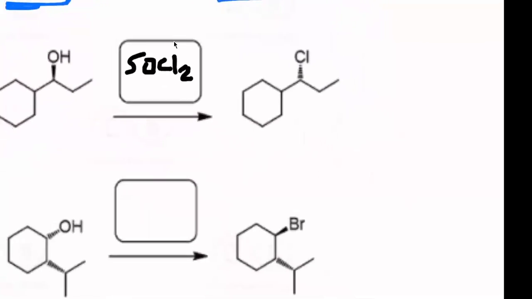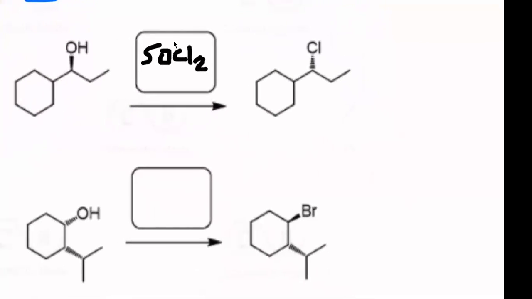Let me just rewrite that. Right? And that's going to convert that alcohol into the chloride, and that's the product. All right. Is that going to be SN2 or SN1? SN2. Good. It's going to be SN2, right?